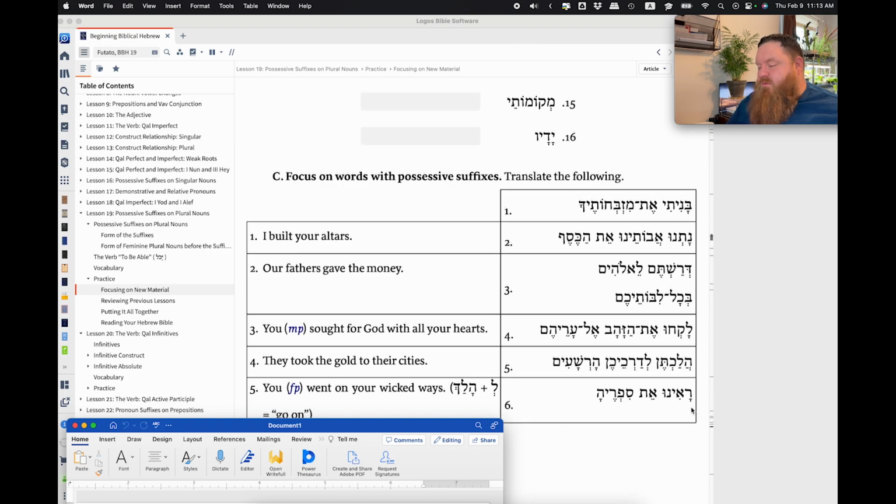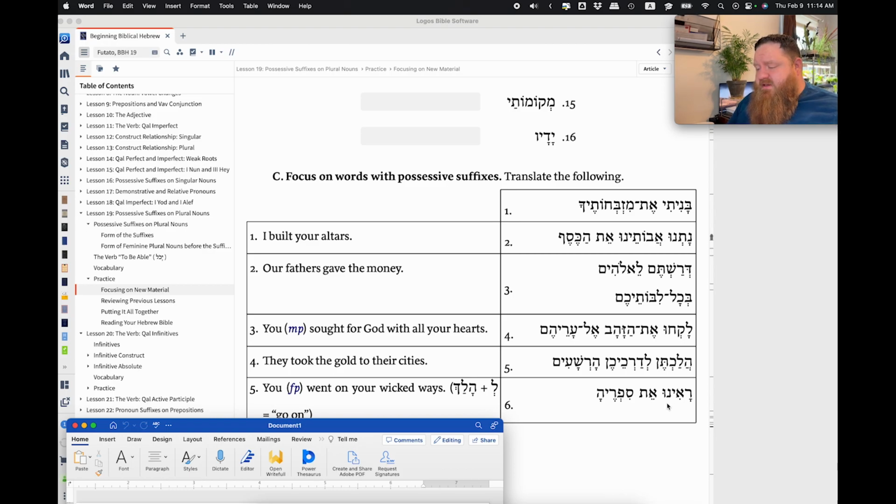All right, number 6 here, we've got ra'inu et sifreha. Ra'inu, this is not familiar, but what is familiar is this new suffix. Okay, when do we add nu to the end of a verb? Well, we do that in the qal perfect, in the 1CP form. We have not seen nu as a suffix in the imperfect. So this must be qal perfect 1CP.